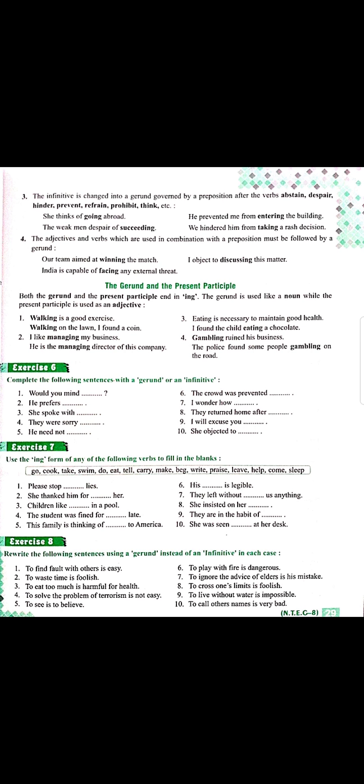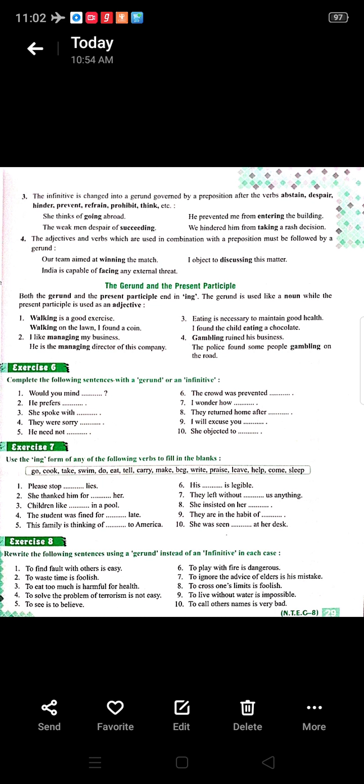The fourth one is: adjectives and verbs used in combination with a preposition must be followed by a gerund. If in a sentence you see that adjectives and verbs are used in combination with a preposition as well, then a gerund will come with that. Like, our team aimed at winning the match. Here you can see the preposition at is there, and the adjectives and verbs are being used here. Therefore, with that you have to use your gerund.